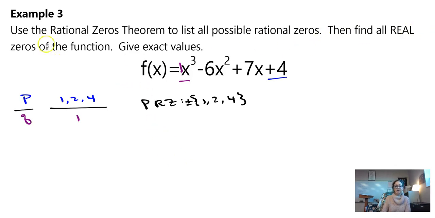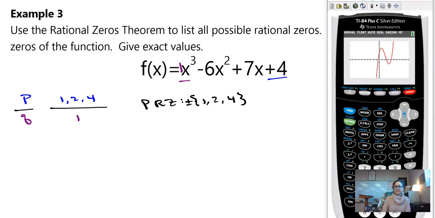So then it says find all real zeros of the function. So we're going to use a graph to help us, because ideally we'd like to get down to a quadratic, because at that point I can either factor or use the quadratic formula. Okay, so I see it crosses somewhere here between 0 and -1, but I only have integer values in my list, so that one's not in my list. The second one's not in my list, but this one, it looks like it crosses right at 4, which is in my list. So I'm thinking that 4 is one of my rational zeros.